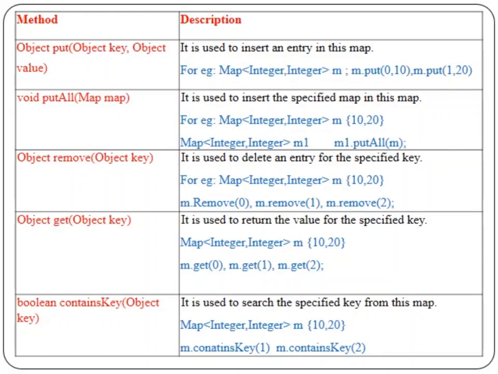So the first one is the put method. The put is a method which adds an element to the Map interface. The put method takes two arguments, one is the key argument, another is the object value argument. Remember that when we add an element, the key should always be unique, but the values can be duplicate. So put is a method used to insert an entry in this map. Let us take one example of how to make use of the put method.